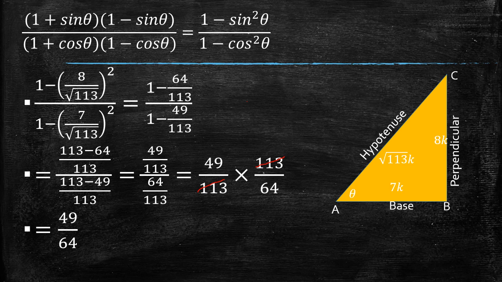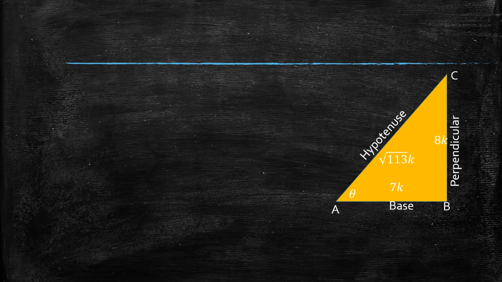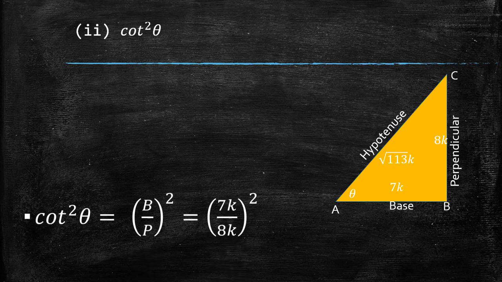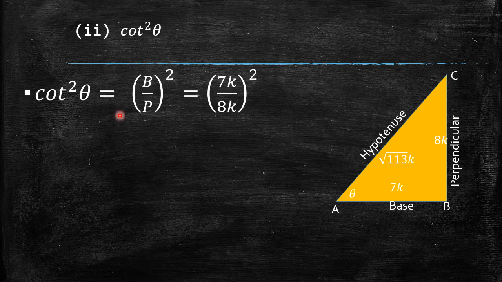Now the second expression. What is the second expression? The second expression is cot square theta. This is very much simple. As you know, what is cot square theta? Square of cot theta. So what is cot theta? Cot theta is base upon perpendicular, whole square. And what is base? Base is 7k upon perpendicular 8k, whole square. So k will cut down. Square of 7 is 49 and square of 8 is 64. So you get 49 upon 64. This is our second expression.